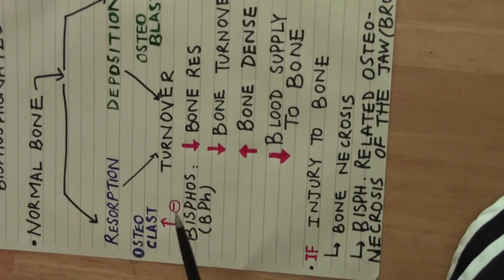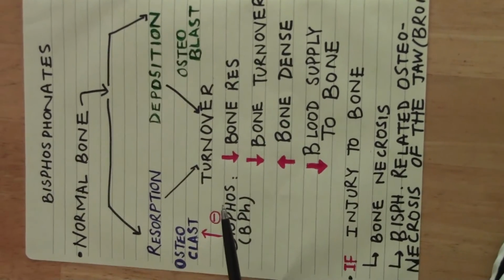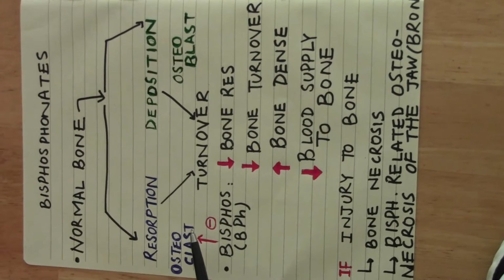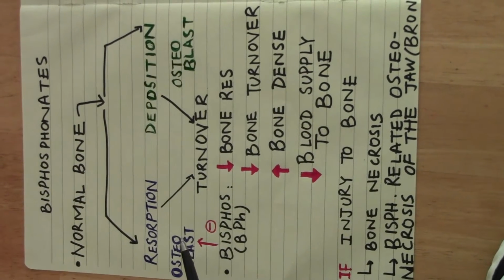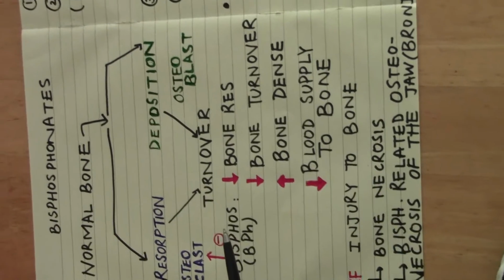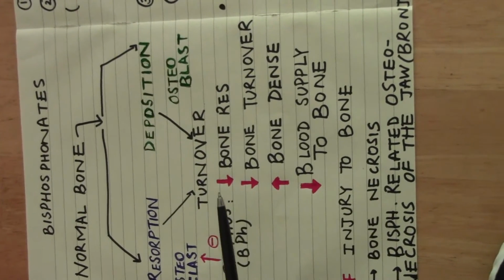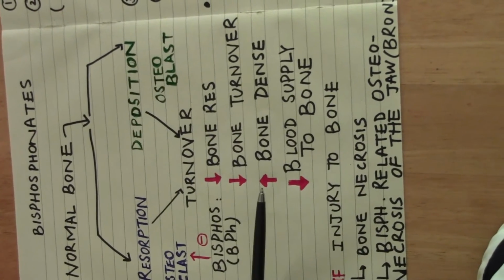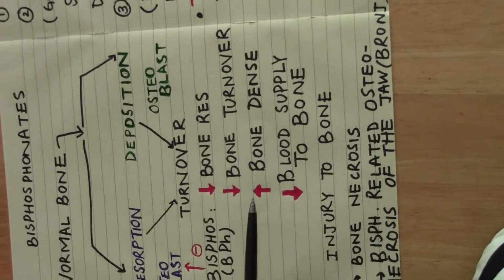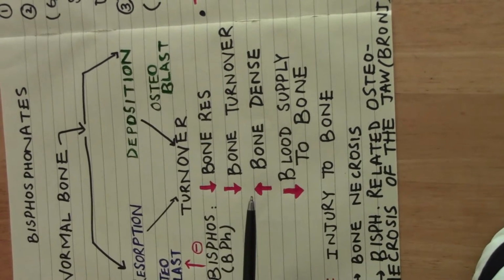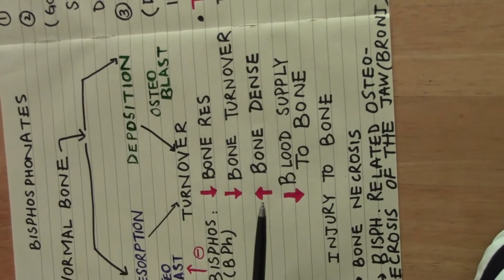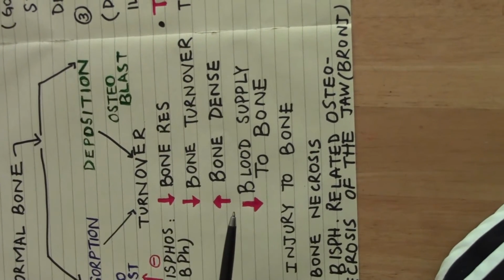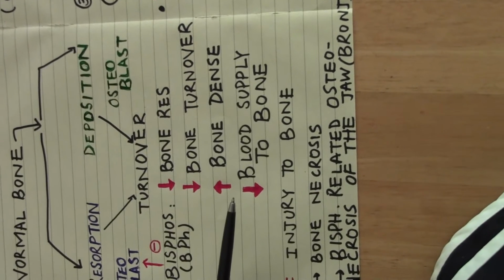Now, in patients who take bisphosphonates, the medication basically inhibits osteoclasts, which are cells that cause bone to wear away, or bone resorption. If bone isn't being worn away and there's decreased bone resorption, that means there's decreased bone turnover, which means the bone becomes more dense. When something becomes more dense, it becomes difficult for the blood to reach all parts of it, and it decreases the blood supply to the bone.